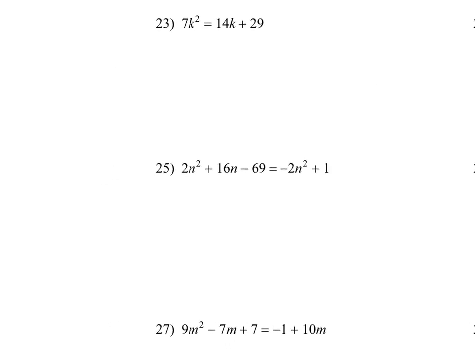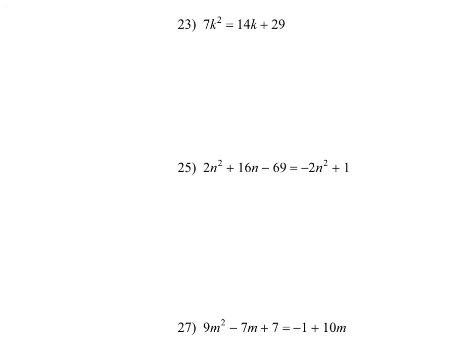Yay. Okay, so problem 23, taking a look here, we have 7k squared by itself. You can subtract 7k squared on both sides and then set it equal to 0. However, that also makes the a value negative, which makes things way more exciting. So instead, I'm going to subtract 14k and 29 on both sides, giving us 7k squared minus 14k minus 29 is equal to 0.